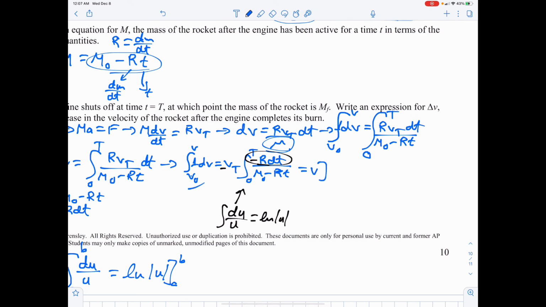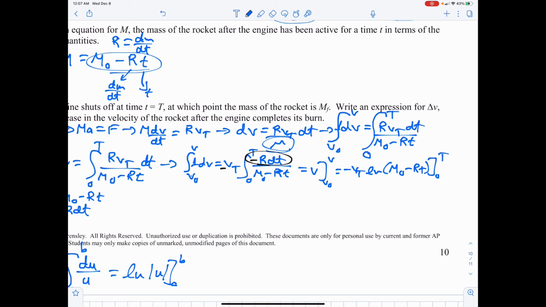v. The integral of 1 dv is v from v naught to v, and that's equal to, I'm going to erase this part here, the integral of negative vt, which is the outside part, and the integral of that is going to give me the natural log of m naught minus rt, and that's going from 0 to t. Okay, now the calculus is done at this point. Now it's basically logarithm algebra.